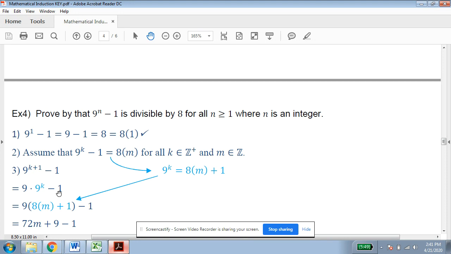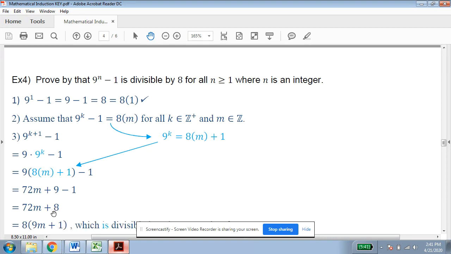And now what I'm going to do is use a sneaky math trick. Remember back in step 2, I said 9 to the k minus 1 equals 8 times some number m. So I can put this 1 on the other side, add 1 to both sides. That means anywhere in my expression, I see a 9 to the k power, I can replace that with 8 times m plus 1. So here where I have a 9 to the k power, I'm going to replace that with 8 times m plus 1. And then I'm going to simplify and see if what I have is still divisible by 8.